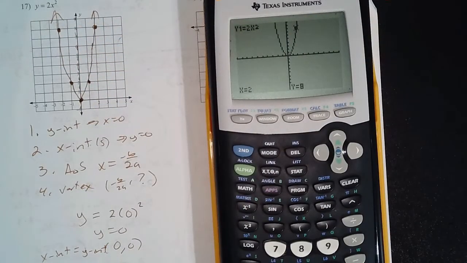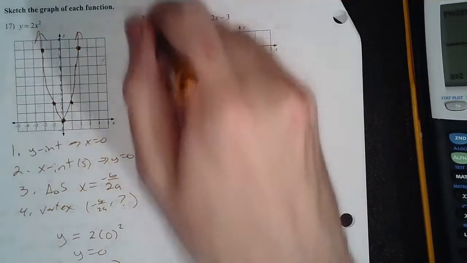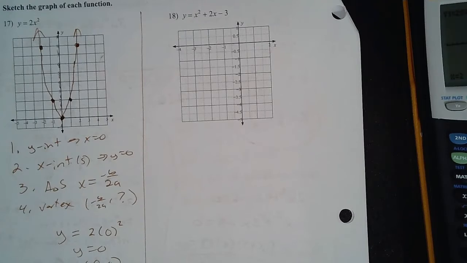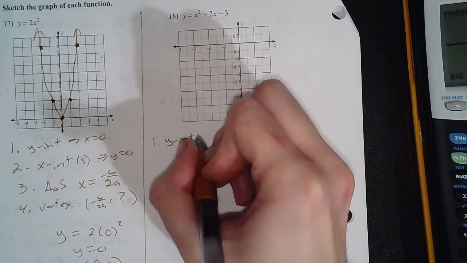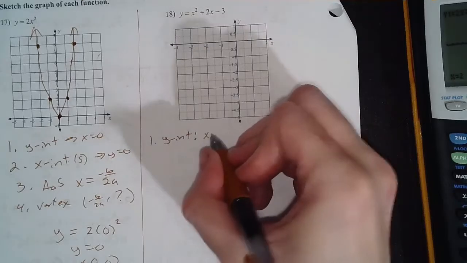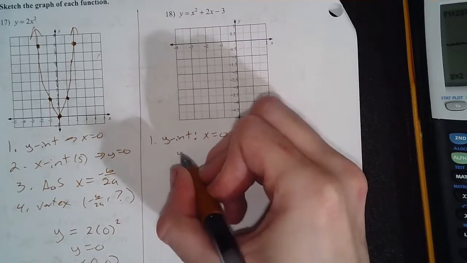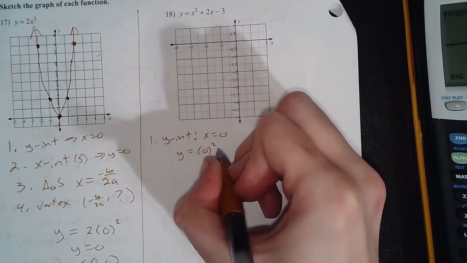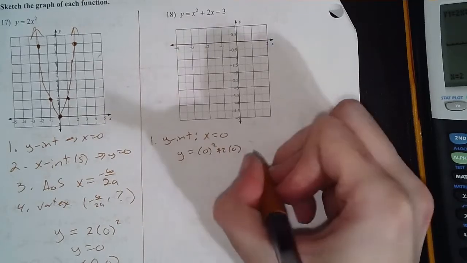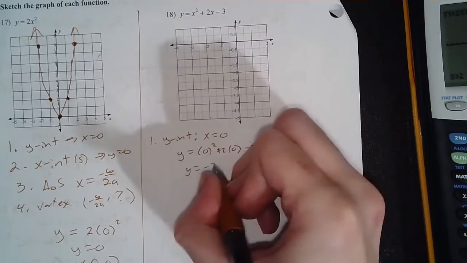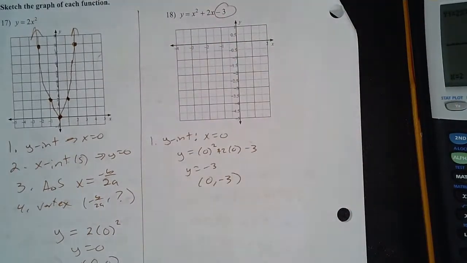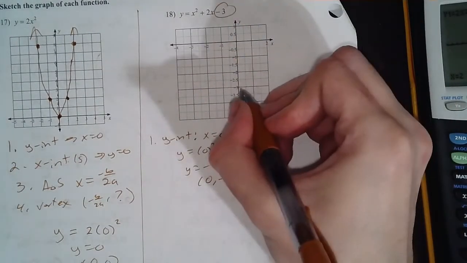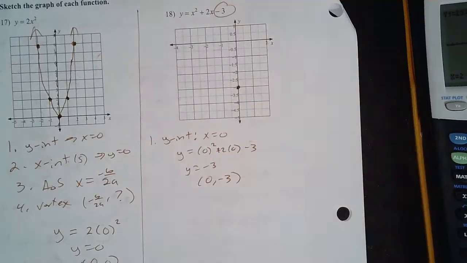Okay, so that one was kind of a freebie, not really too difficult. Let's move on to a more difficult problem, like number 18. To start off, our y-intercept is when x equals 0. So y equals 0 squared plus 2 times 0 minus 3, or y equals negative 3. So we got the coordinate 0, negative 3. Again, it's always whatever is on the outside. Okay, that's our first coordinate.